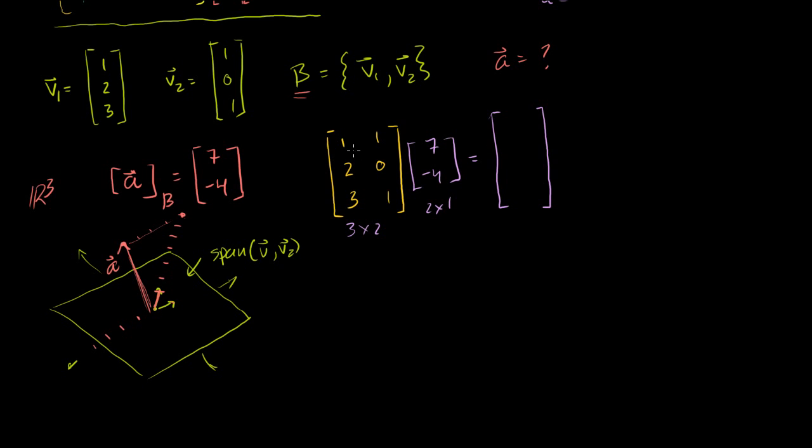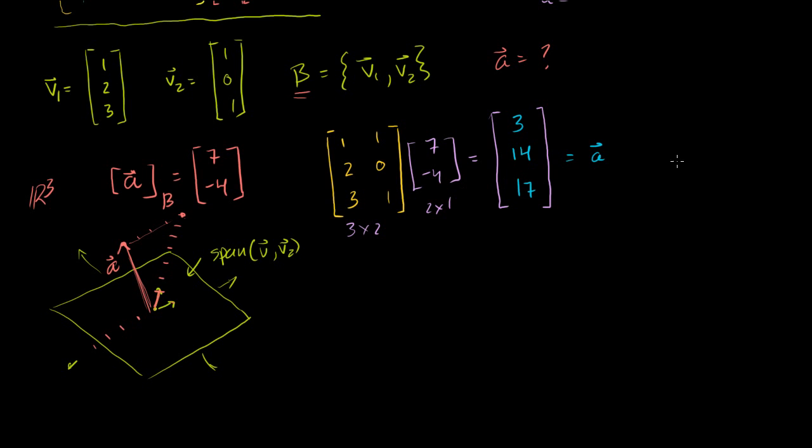In standard coordinates, we get the first term is going to be 1 times 7 plus 1 times minus 4. So that's going to be 3. Then you get 2 times 7 plus 0 times minus 4. That is 14. And you're going to get 3 times 7 plus 1 times minus 4. So 3 times 7 is 21. Minus 4 is 17. So A is the vector 3, 14, 17. That is equal to A.